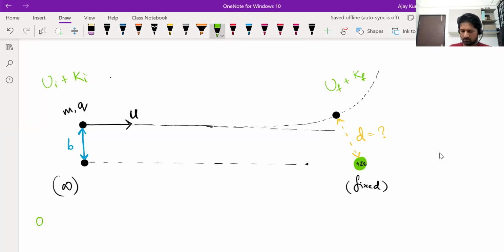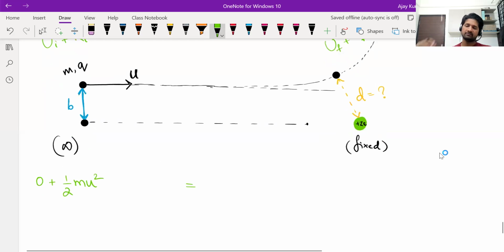So Ui is zero. Ki, I told you all the required information is given to you. You know with what speed the alpha particle is fired, or they may directly give you the energy with which it is fired. So that energy is the initial kinetic energy. It should be equal to the final potential energy. Finally means where the alpha particle is closest to the nucleus. The separation is D.